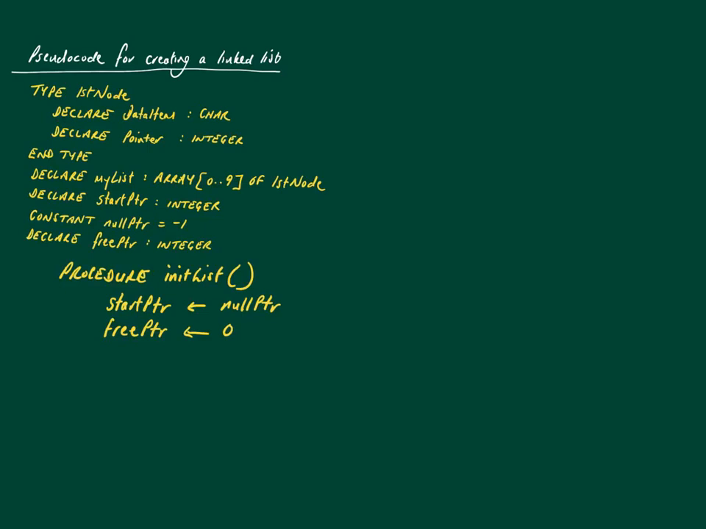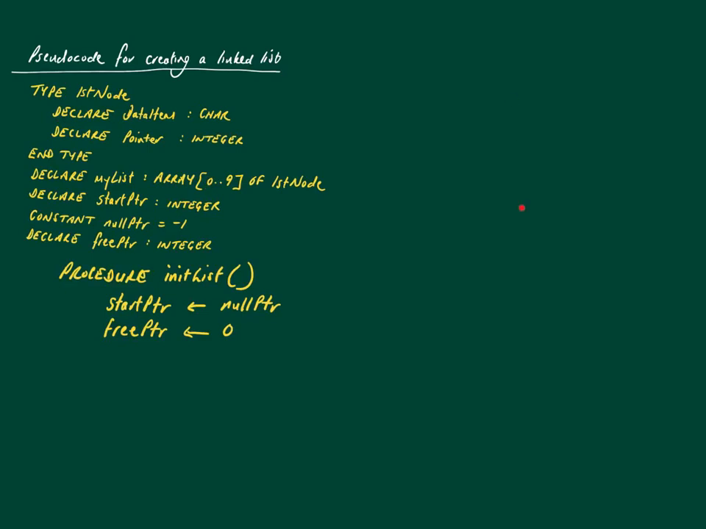So the first thing we do is we initialize the value of start pointer, because it's an empty list, to the null pointer position, which is -1. And then we set the free pointer to the first available position in the array of mylist. Because we're initializing it, it'll be the first element that's available in the array, which in this case is 0, which is why null pointer is -1 instead of 0.